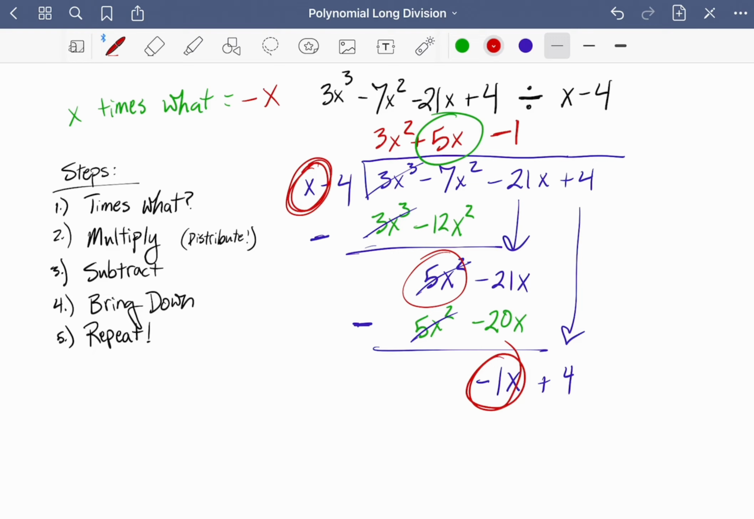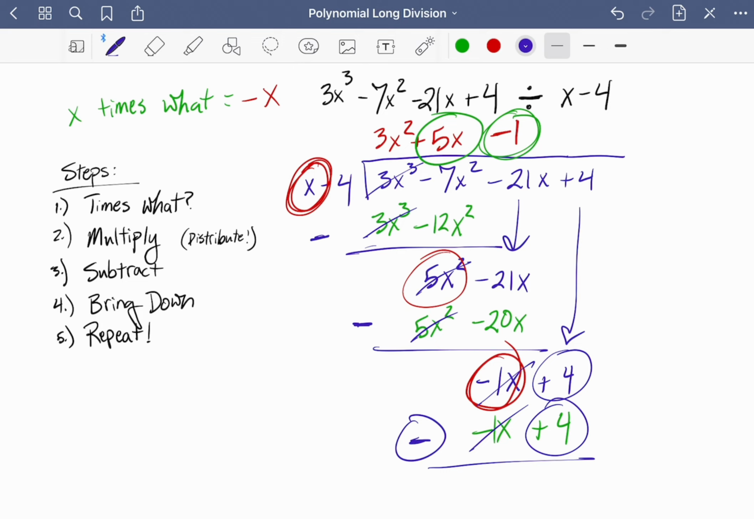We're going to multiply it out. Negative 1 times x is negative x, or negative 1x. And negative 1 times negative 4 is a positive 4, right? Because a negative times a negative is a positive. Next, we'll draw our subtraction bar, write our little minus sign. These guys will cancel out. 4 minus 4 comes out to 0.